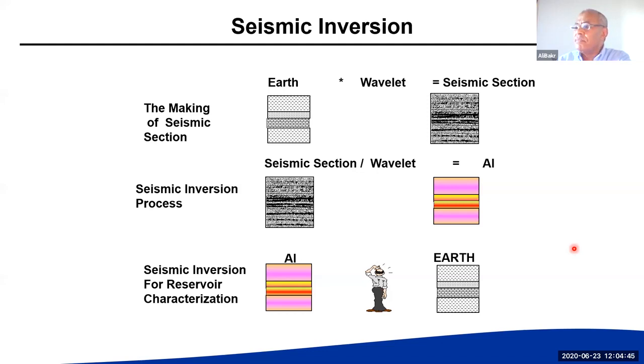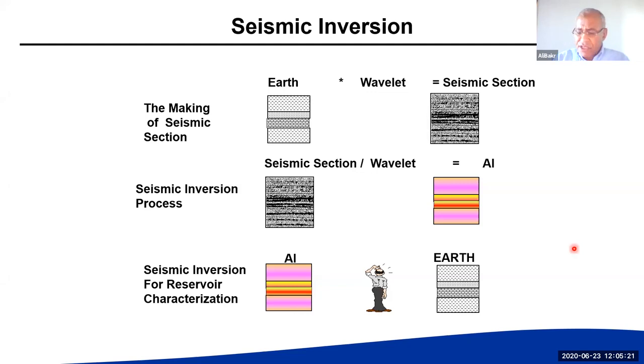In the case of a prospect, you must also do an inversion, because you need to calculate your volumetrics precisely according to your economics. In the case of development, you already have a development plan and you don't need to drill a dry hole within the development reach. So you need to understand exactly the distribution of porosity, permeability, water saturation, every single quantitative parameter. And this is called seismic inversion.